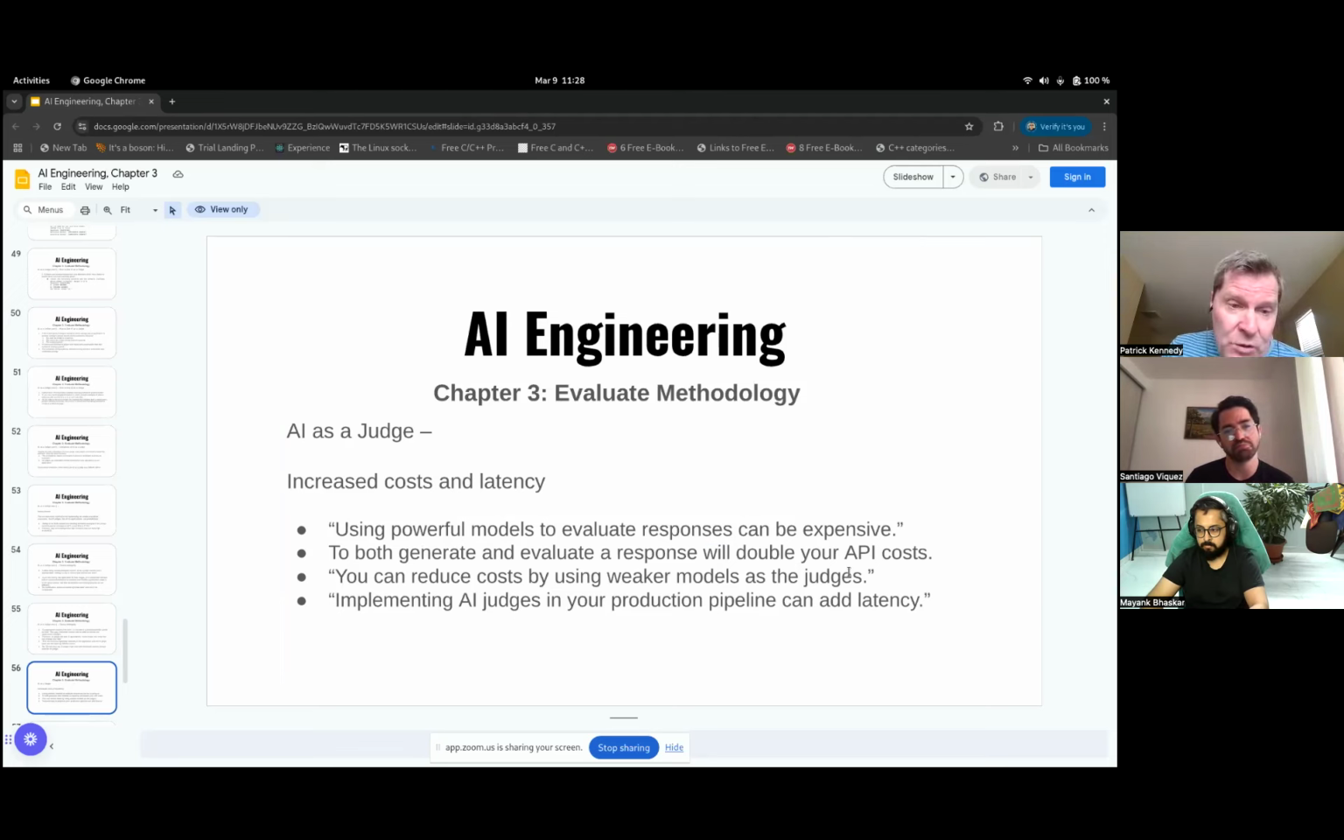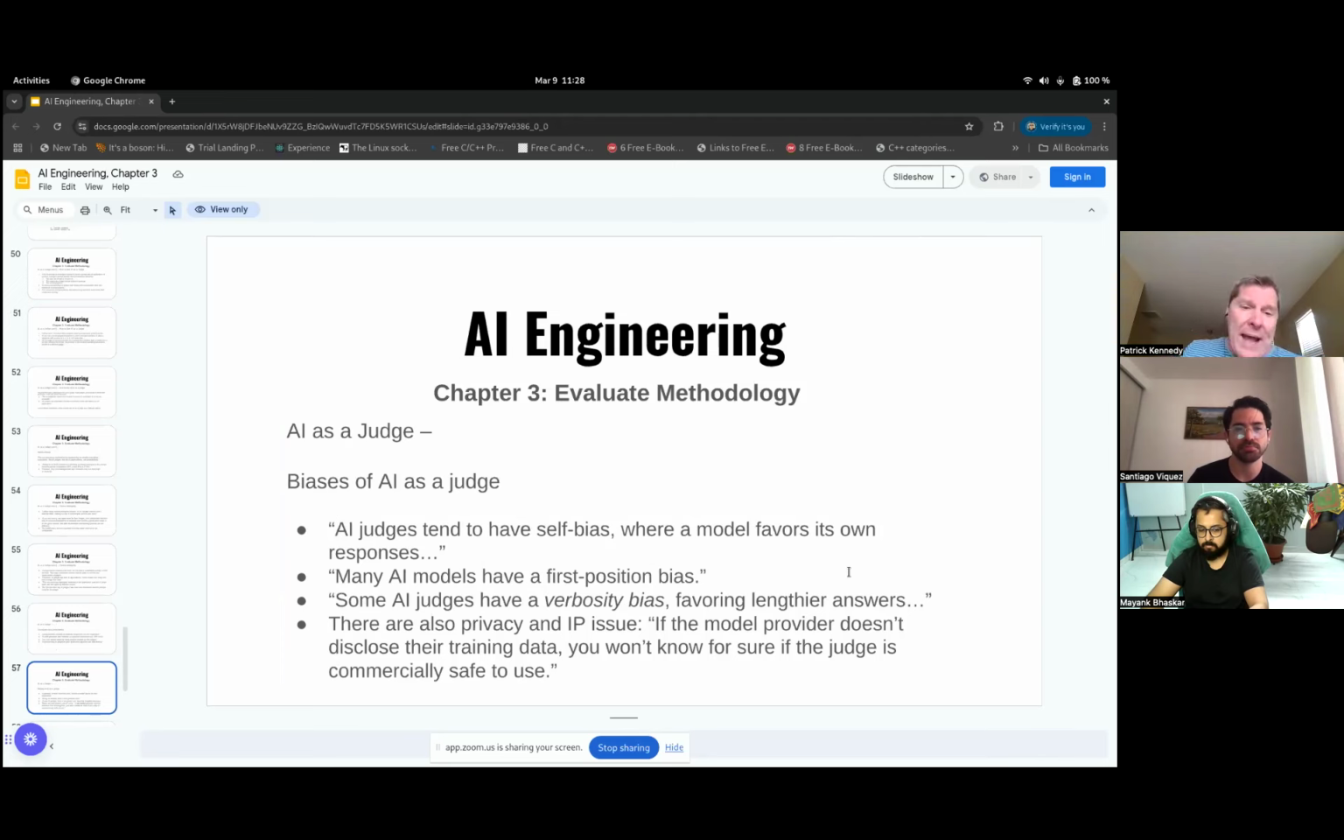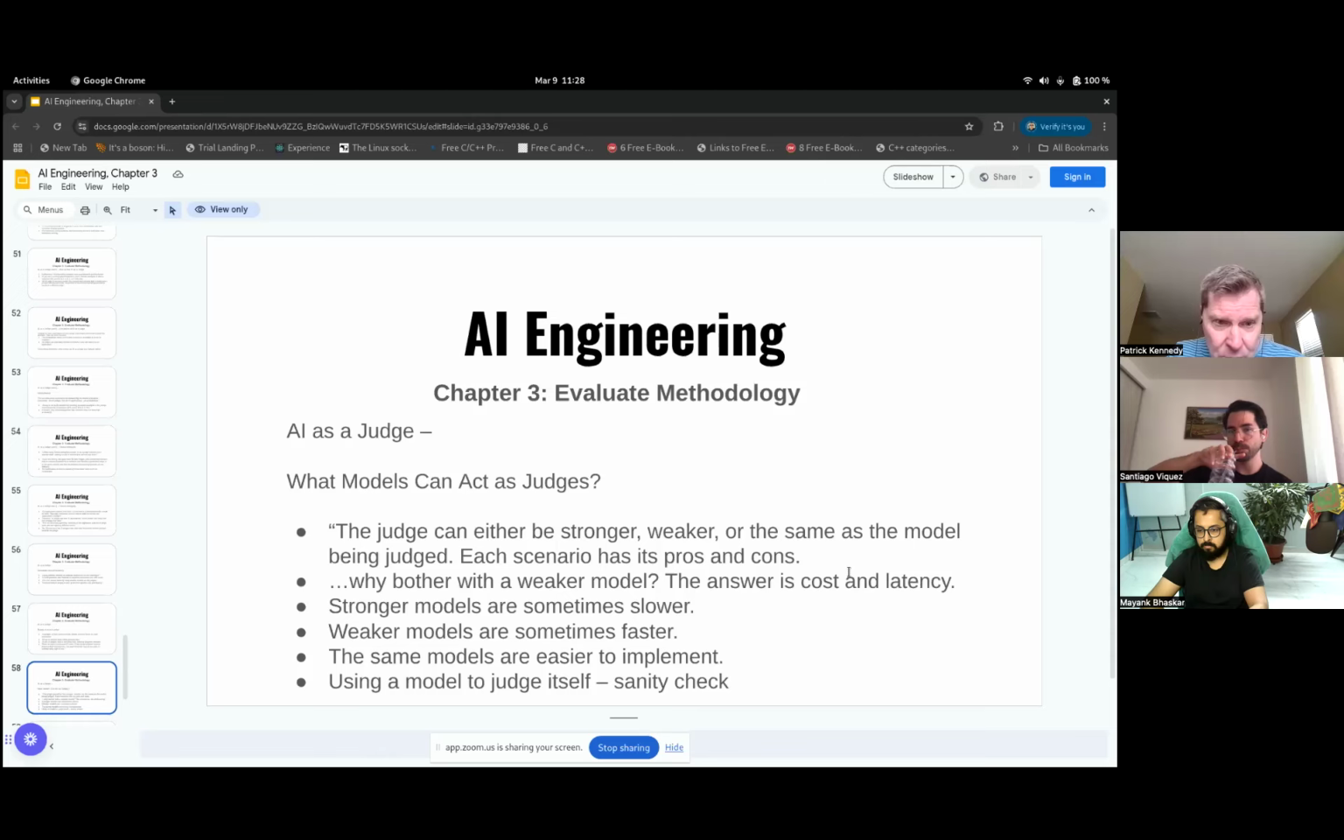So increased cost and latency, biases of AI judges. This is all easy reading and yet sometimes quite insightful. And this is certainly a possible way that for some problems, not for all problems, and the devil's in the details, but as you put things together, you might realize that this is a perfect fit for AI as a judge.